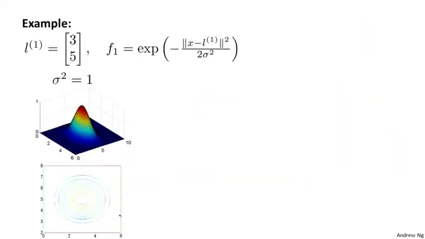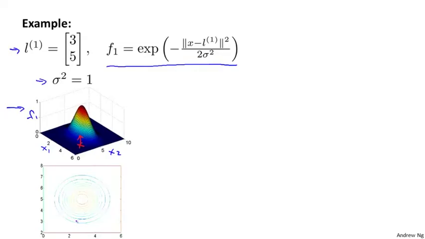For this example, let's say I have 2 features, x1 and x2, and let's say my first landmark L1 is at location (3, 5). And let's say I set sigma squared equals 1 for now. If I plot what this feature looks like, what I get is this figure. The vertical axis, the height of the surface, is the value of f1, and down here on the horizontal axes are x1 and x2. Given a certain training example with values x1, x2, the height above the surface shows the corresponding value of f1.